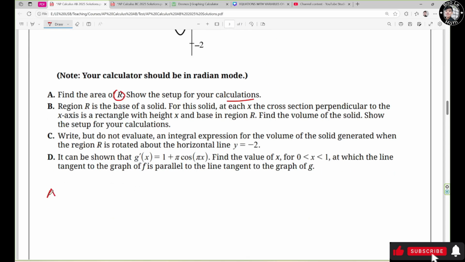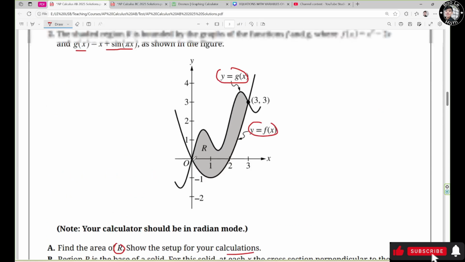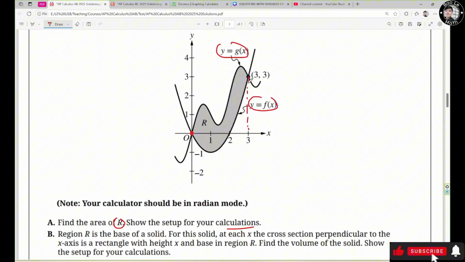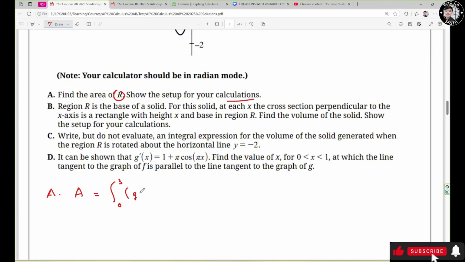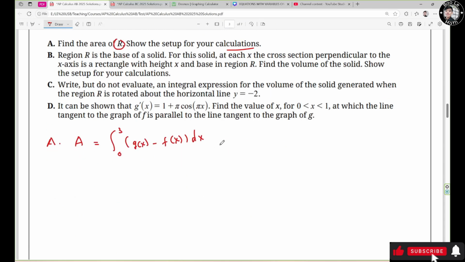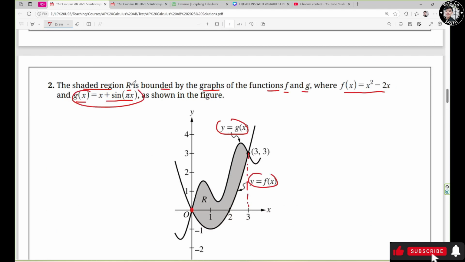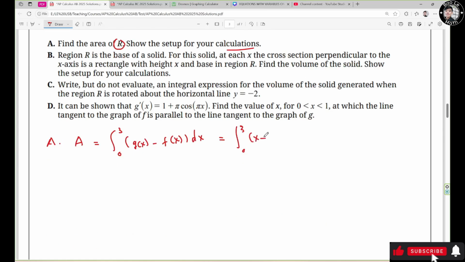Alright, so basically you have the area of the region equals the integral from 0 to 3, right? Now, since g of s is above f of s, it's going to be g of s subtract f of s, right? And don't forget to put ds. So it turns out to be the integral from 0 to 3. Now, g of s is going to be this one right here, s plus sine pi s. And subtract f of s, which is s squared minus 2s, ds, right?